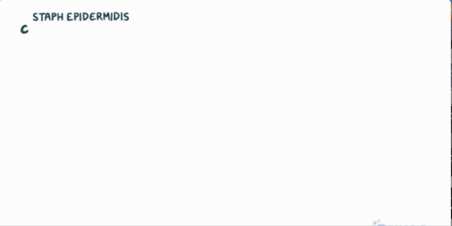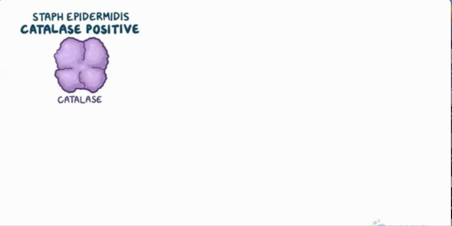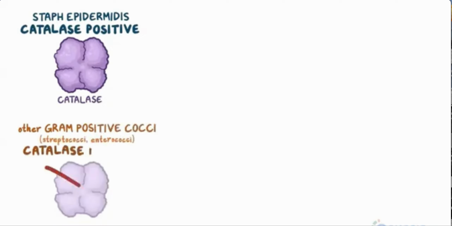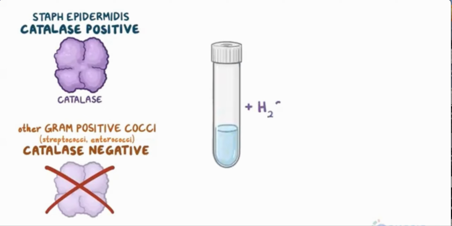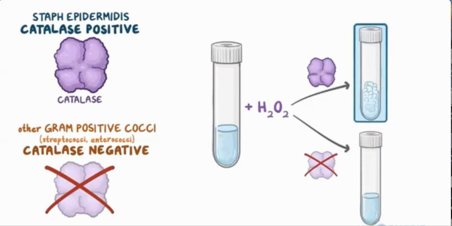Staph epidermidis is catalase positive, so it makes an enzyme called catalase. We can use this to differentiate Staph epidermidis from other gram-positive cocci, like streptococci and enterococci, which are catalase negative. To test for this, a few drops of hydrogen peroxide are added to the colony of the suspected bacteria. So, if catalase is present, like in Staph epidermidis, it makes the hydrogen peroxide dissociate into water and oxygen, causing the mixture to foam.